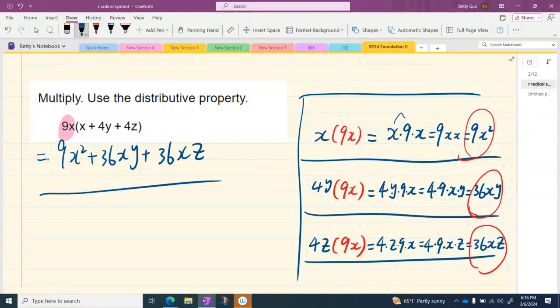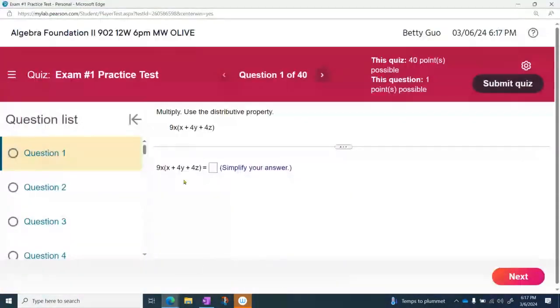Question: the result has 3 terms. Do we have any like terms to combine? No. You're right, yeah. So 36 is the coefficient, okay? Like terms refer to terms with the same variable parts. Doesn't matter the coefficient part. The numerical part doesn't matter. So those 3 terms, they are not like terms, and that would be the answer.